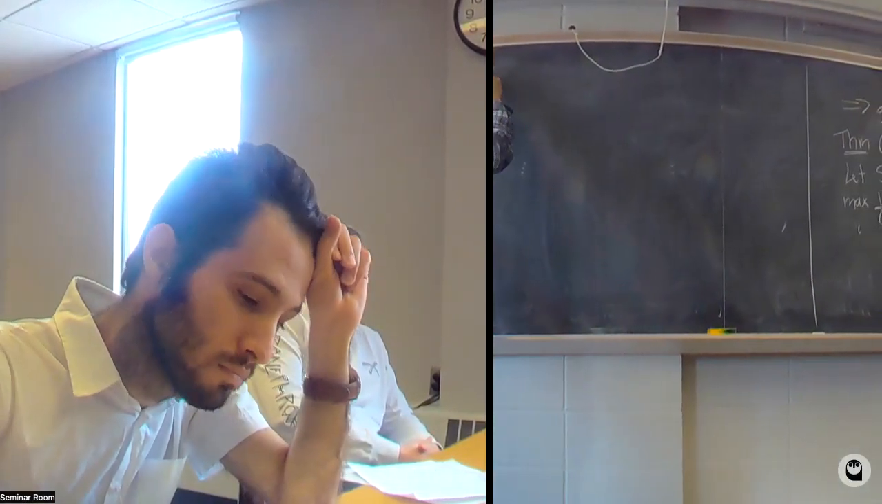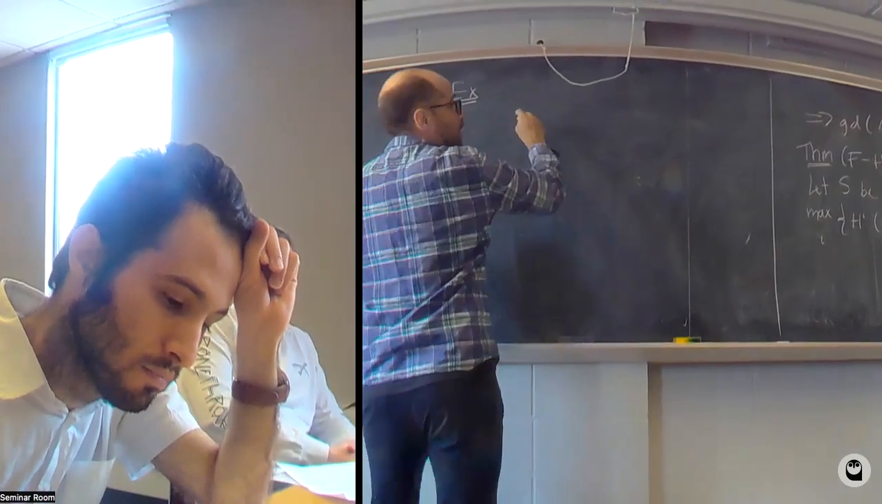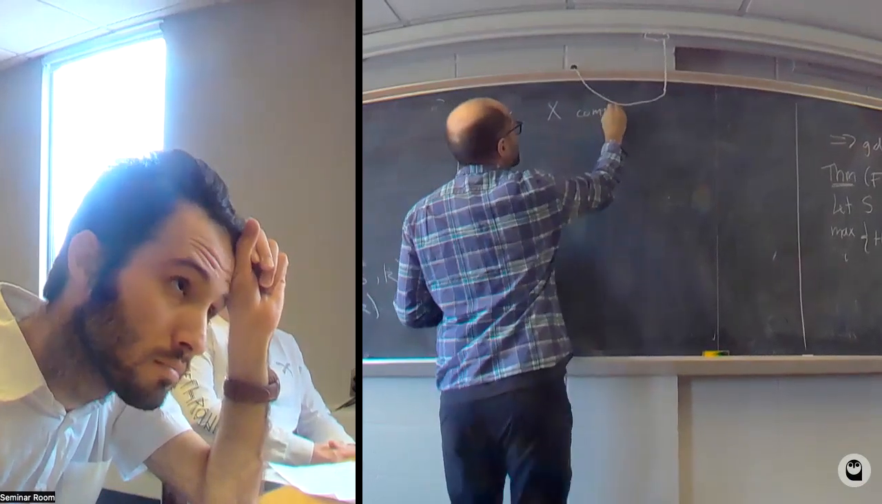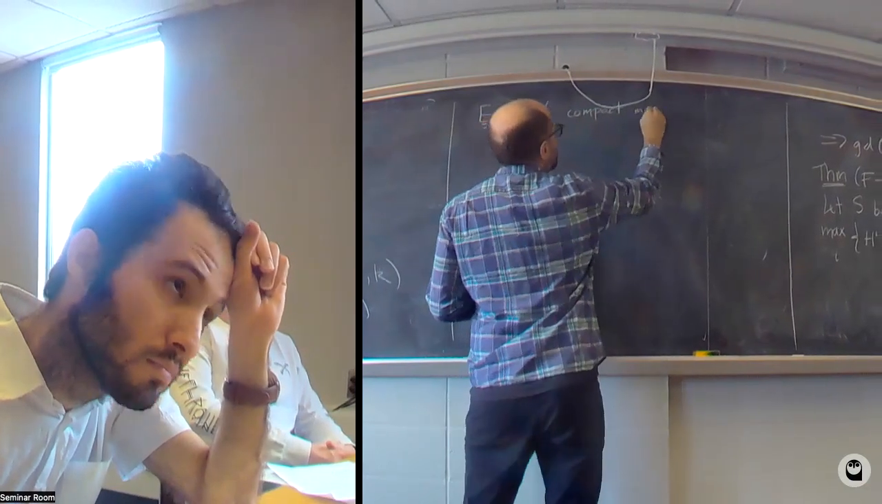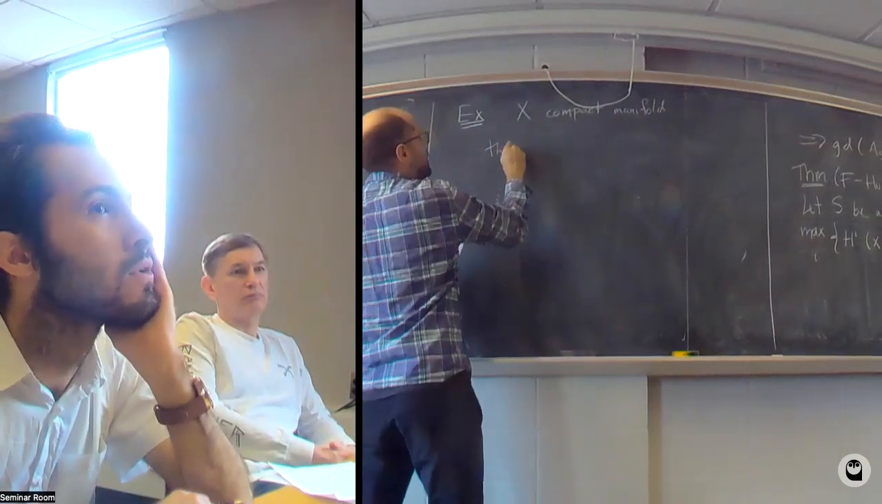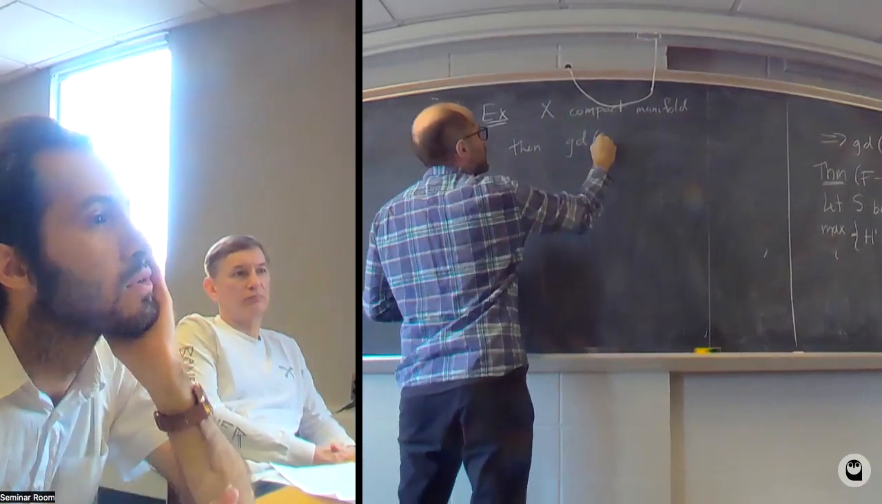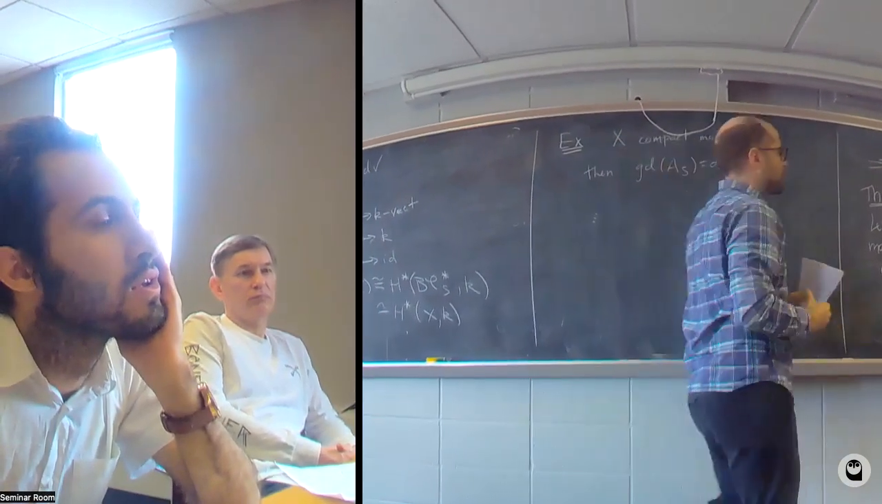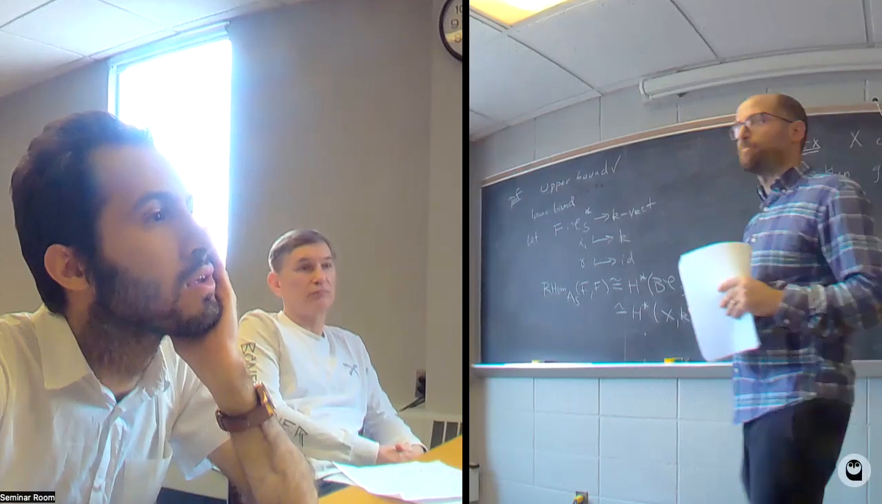So, example: X a compact manifold, the block stratification, then the global dimension of A_S is pretty much that. The upper and lower bound are the same.